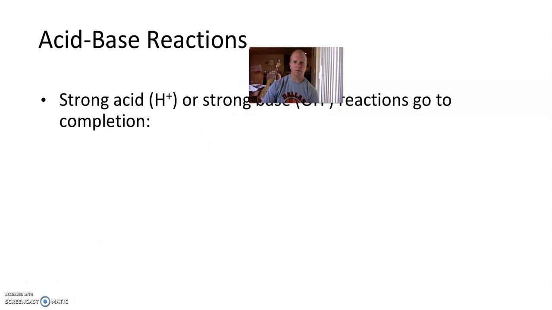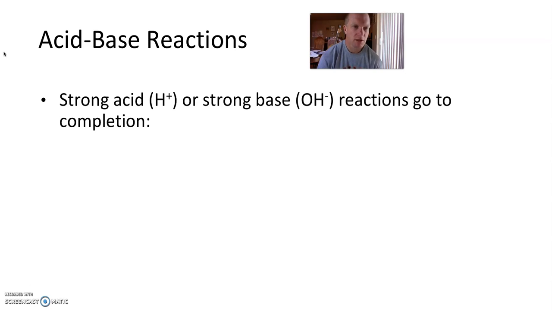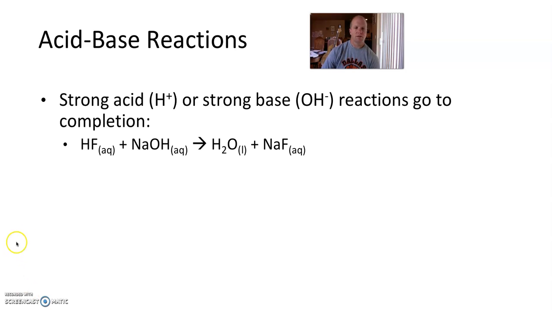All right. So I just want to review acid-base reactions with you guys. Whenever we have a strong acid or a strong base, the reactions go to completion. There's no equilibrium. The equilibrium is going to lie completely to the right, or to the product side. So for example, if we have a weak acid like hydrogen fluoride right here, and a strong base like sodium hydroxide, this reaction is going to go completely to the product side, and we'll get all water and sodium fluoride. And that's because this strong base, this strong hydroxide, is going to take or rip the hydrogens off of the hydrogen fluoride until they're all completely used up.